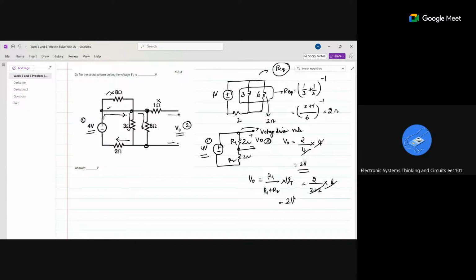So first I have drawn the current path. So the voltage across this 6 ohms is the same as the voltage V0, right? Okay, I got it. So that's why I didn't understand what V0 with open circuits means. What does V0 mean? Sorry.